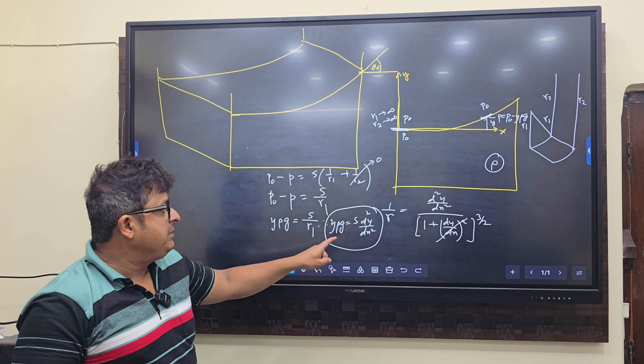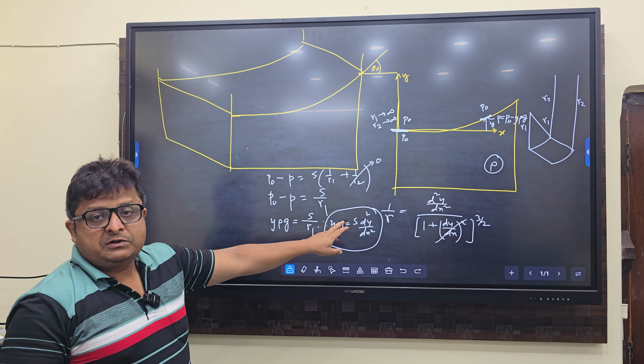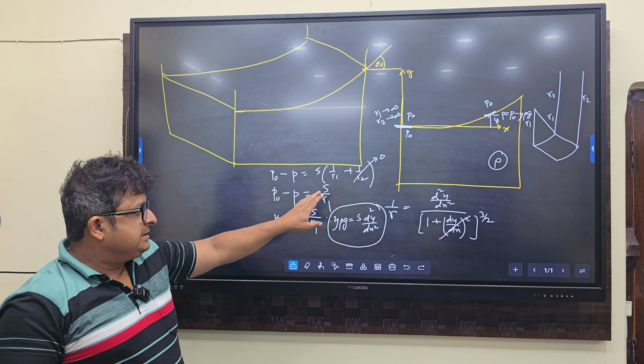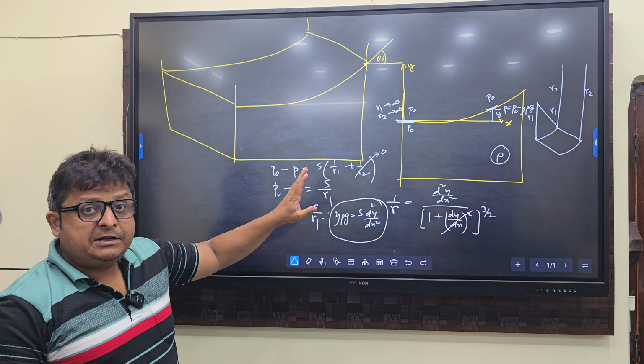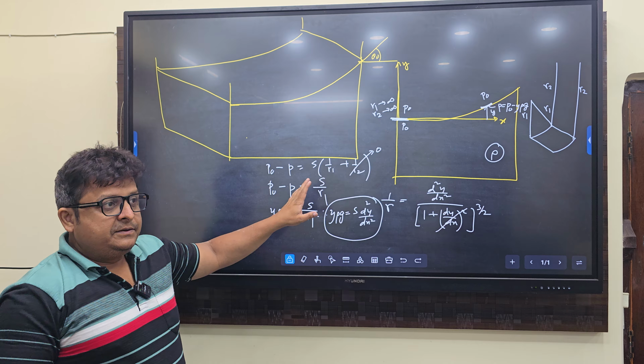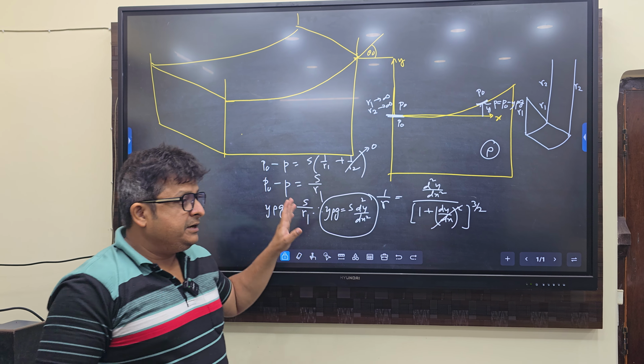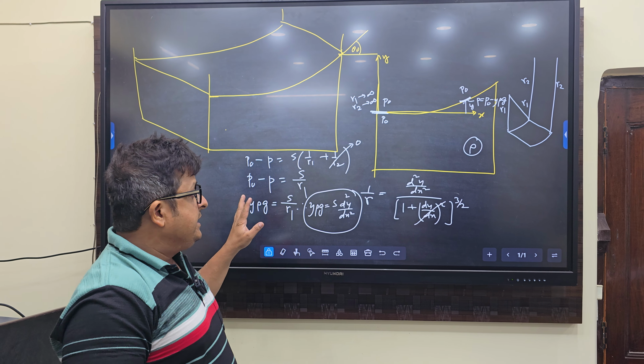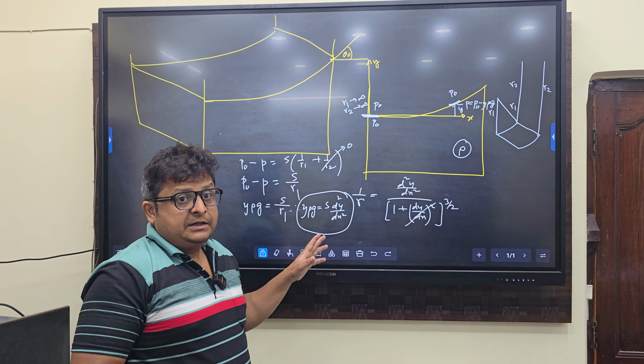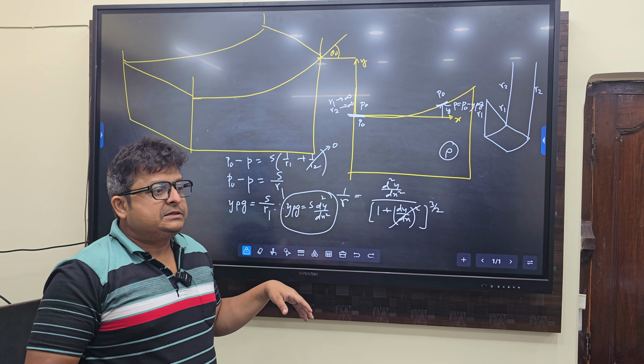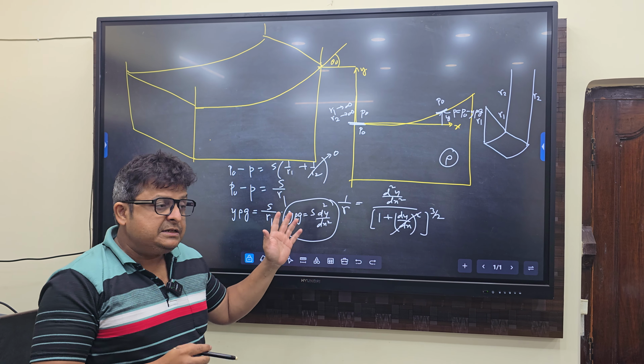The options were given, four options, and this was one of the options. Let me tell you, it is difficult for NEET aspirants. If you are a sincere NEET aspirant, attending class with JEE aspirants, then you can do it. Otherwise, for a typical NEET question, this is very difficult.